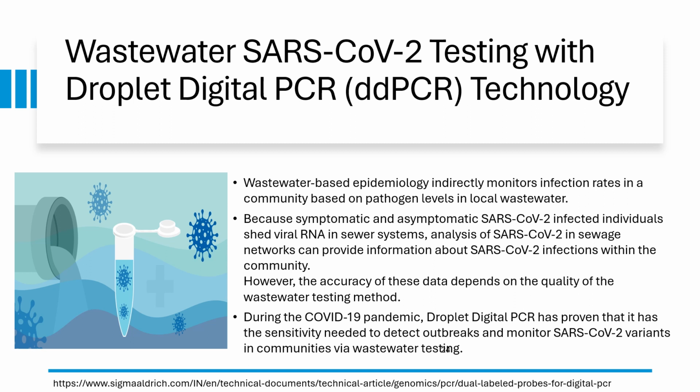ddPCR has successfully been employed for detecting SARS-CoV-2 virus in wastewaters. Wastewater-based epidemiology indirectly monitors infection rates in a community based on pathogen levels in local wastewater. Because symptomatic and asymptomatic SARS-CoV-2 infected individuals shed viral RNA in sewer systems, analysis of SARS-CoV-2 in sewage networks can provide information about SARS-CoV-2 infections within the community.